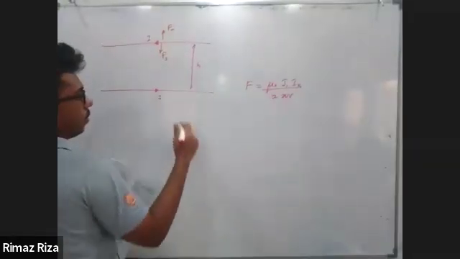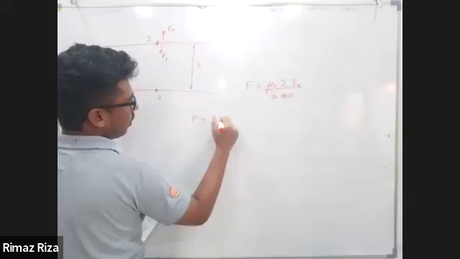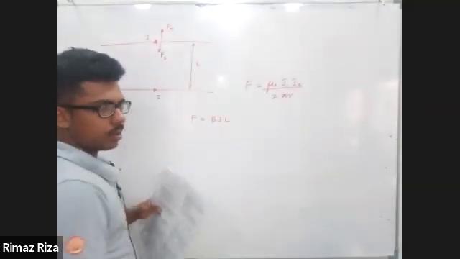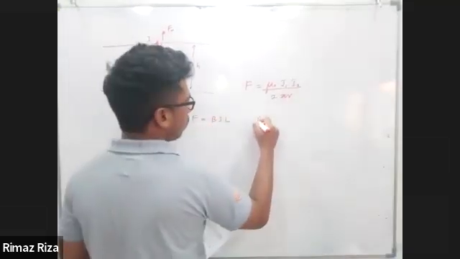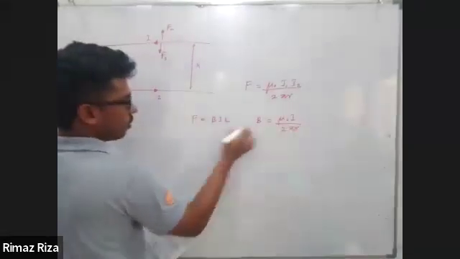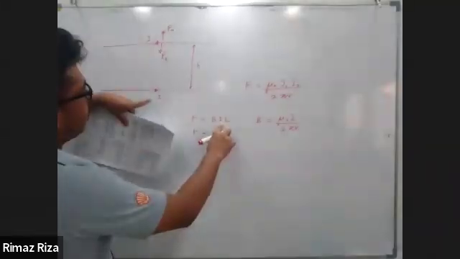So the magnetic force F equals BIL, and B is equal to mu naught I over 2 pi r. Then I can substitute here: F equals mu naught and F equals BIL.